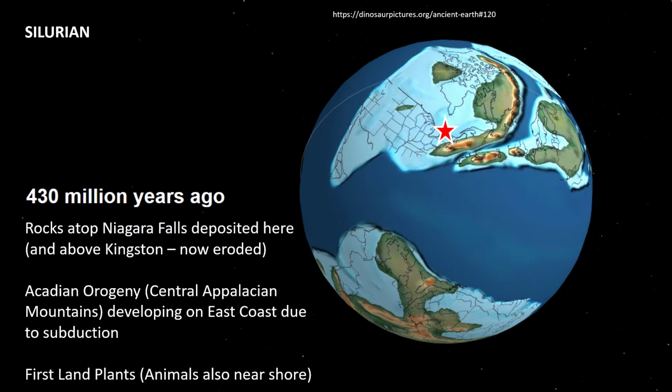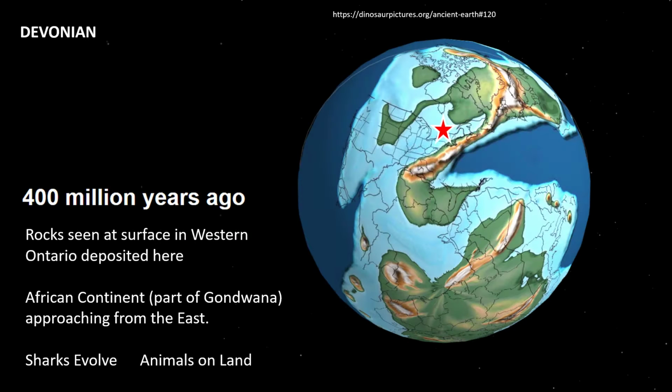But 430 million years ago, we see another island arc, another subduction ridge approaching the continent. This is the Acadian orogeny, which is the middle of the Appalachian Mountains. First land plants are seen at this time, and the rocks that are on top of Niagara Falls are deposited 400 million years ago. Rocks at the surface in Western Ontario being deposited. The African continent, which is part of Gondwana, is approaching from the east. Sharks have evolved. Animals are now happily on land.